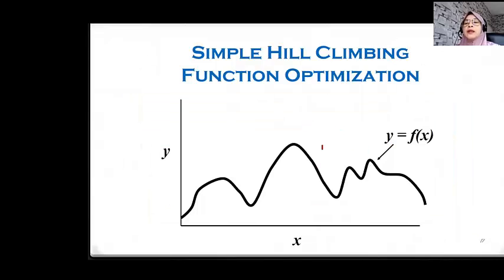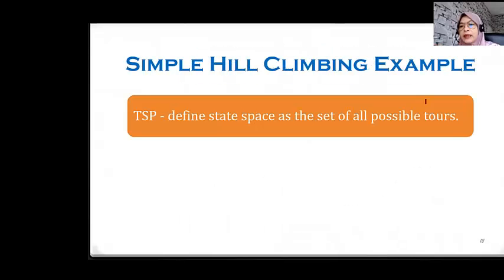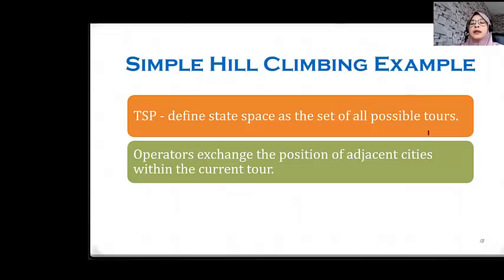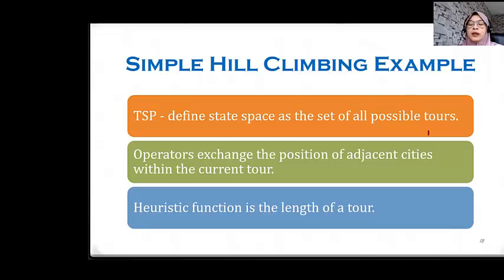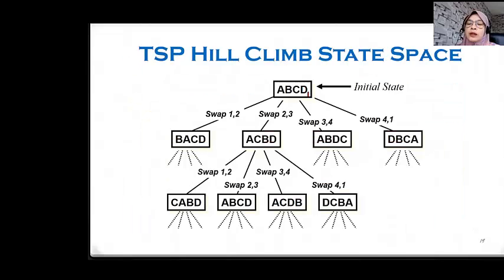This is an analogy of simple hill climbing optimization. We are looking for a better solution. Let us proceed with the traveling salesman problem using the hill climbing algorithm. Define the state space as the set of all possible tours. Operators exchange the positions of adjacent cities within the current tour. The heuristic function is the length of the tour, or the cost of the tour. We start with the initial tour A to B to C and D. Let's say the operator is swap two adjacent cities.